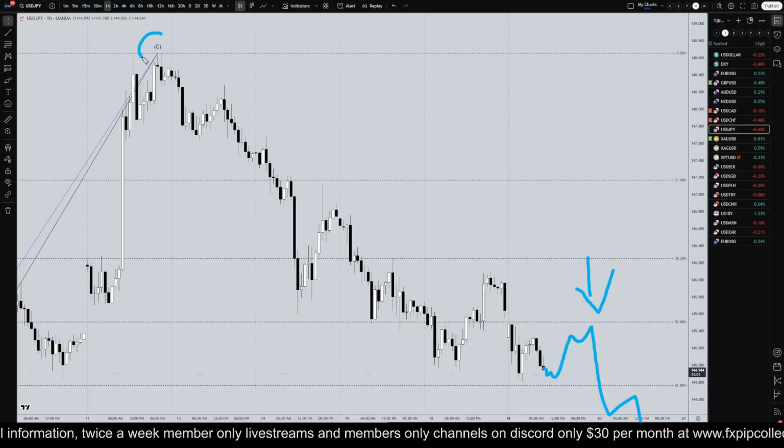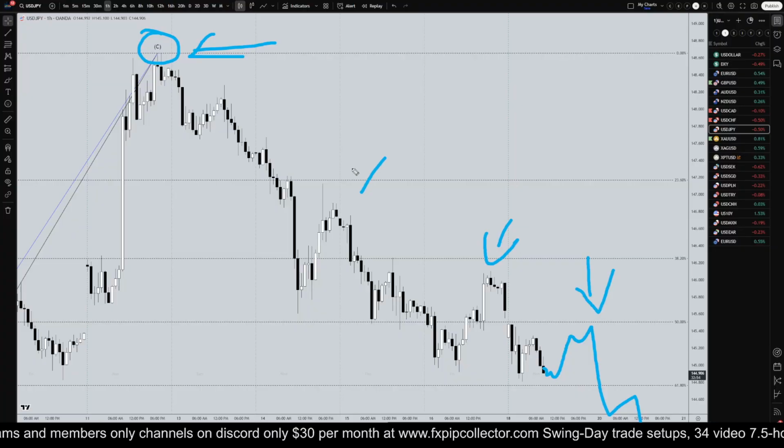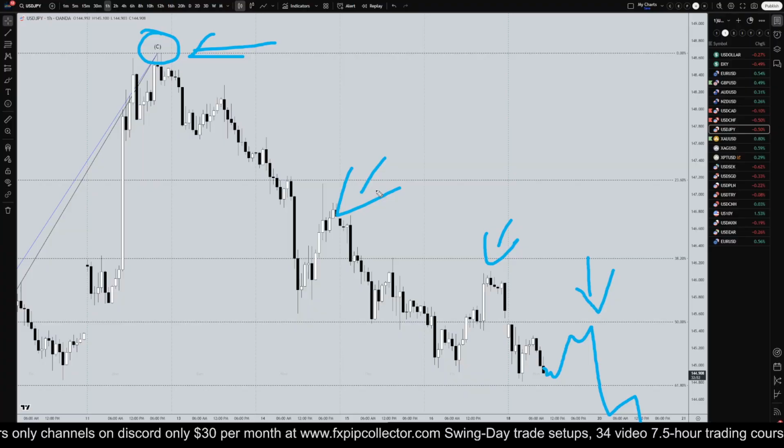If this really is the end of a pullback on like the 4 hour and daily time frame, then we definitely want to try to go short on rallies because there is a lot of downside potential according to the higher time frames.